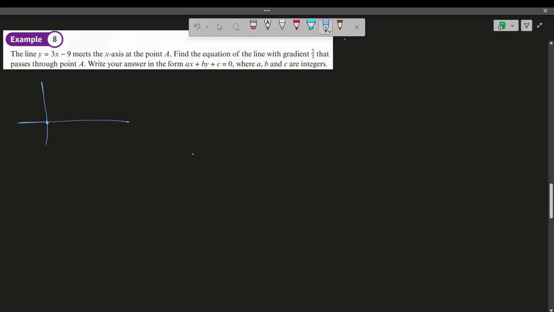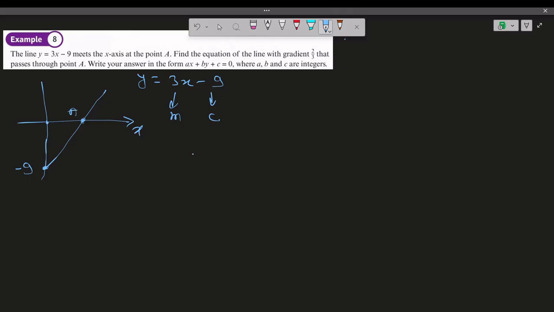As per the line, we can clearly see y equals 3x minus 9. So this line is in the form y equals mx plus c, where m is 3 and c is minus 9. c means the y-intercept is minus 9, so somewhere it is intersecting the y-axis at minus 9. And since m is 3, a positive gradient, the line will be like this. It will cut the x-axis somewhere here. Let us call it A.